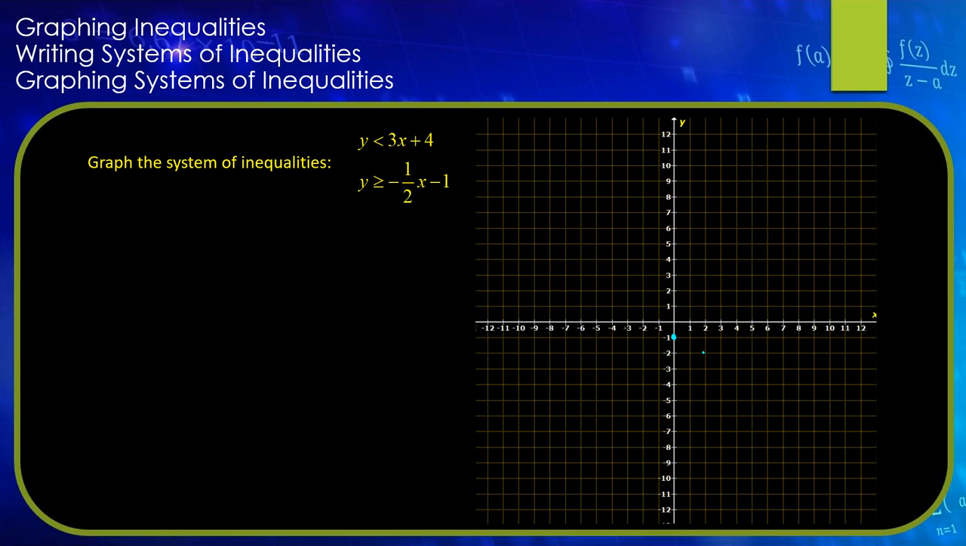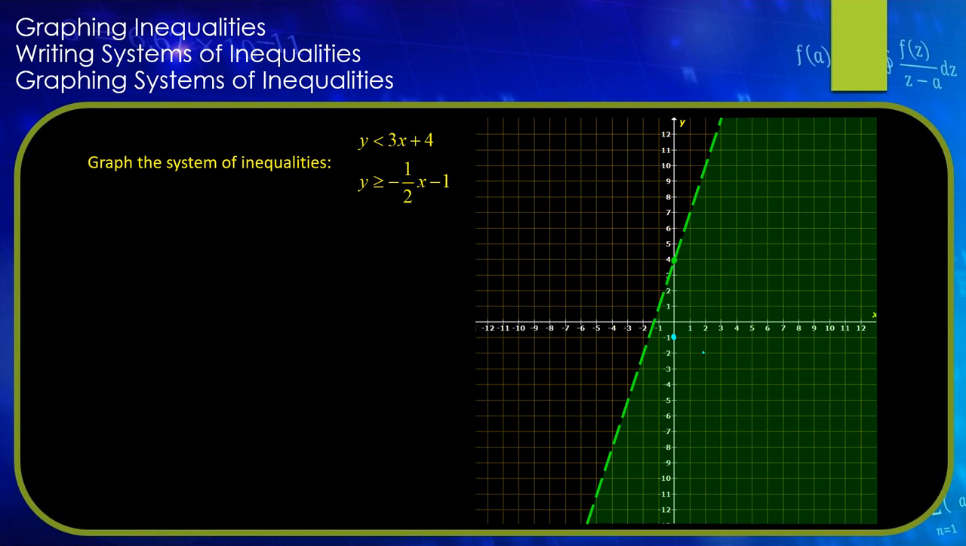So first I'm going to graph y is less than 3x plus 4. I'm not going to go through and show it all step by step. I'll just show the result and then explain why that is the result. So when I graph that, again, I have a y-intercept of 4. I have a slope of 3, which means up 3, right 1, up 3, right 1, and so on. It's a dashed line because there's no equal to, and I should be shading below that line because of the less than.